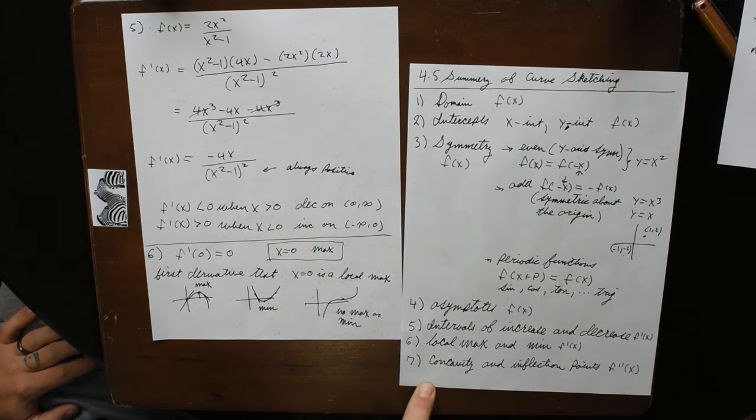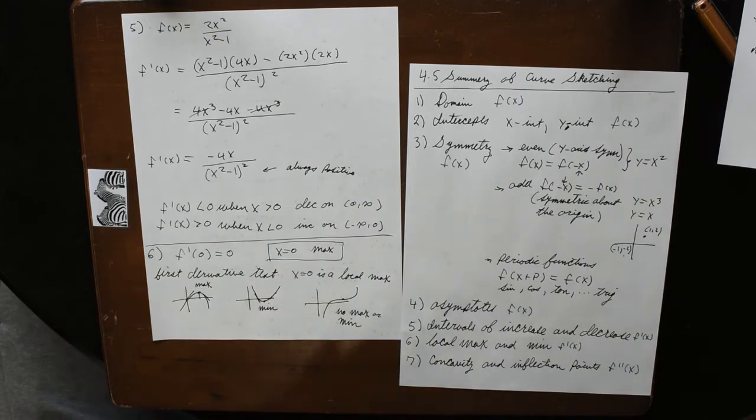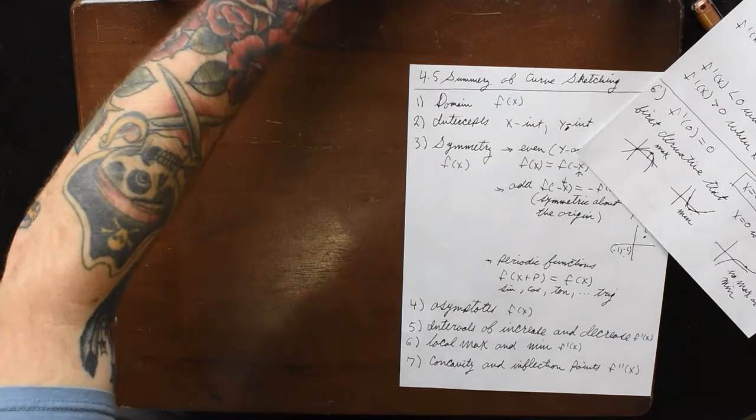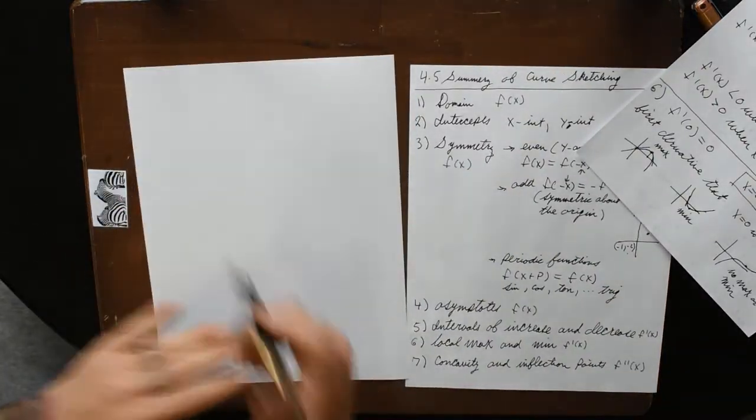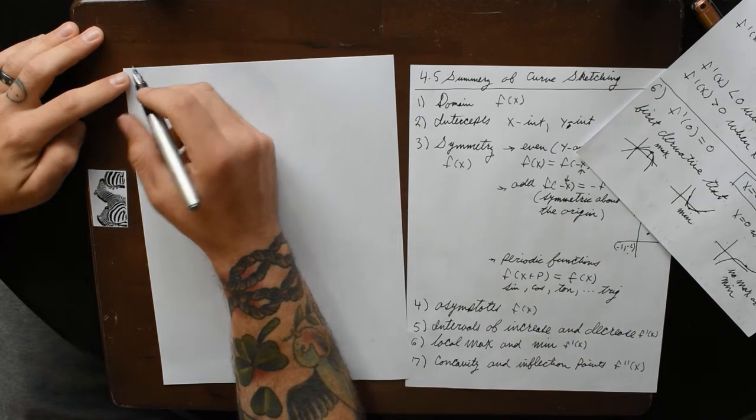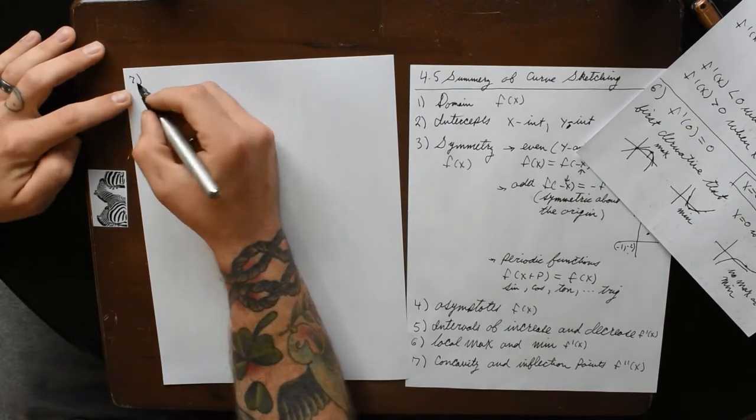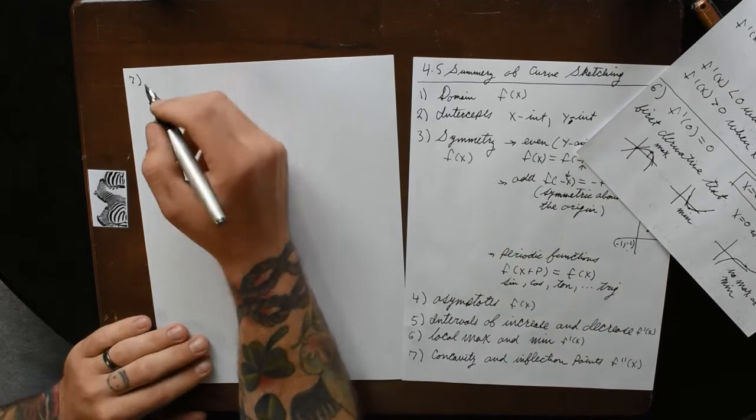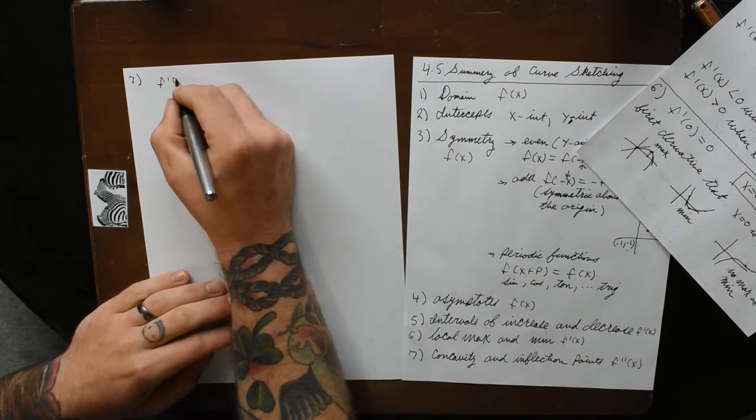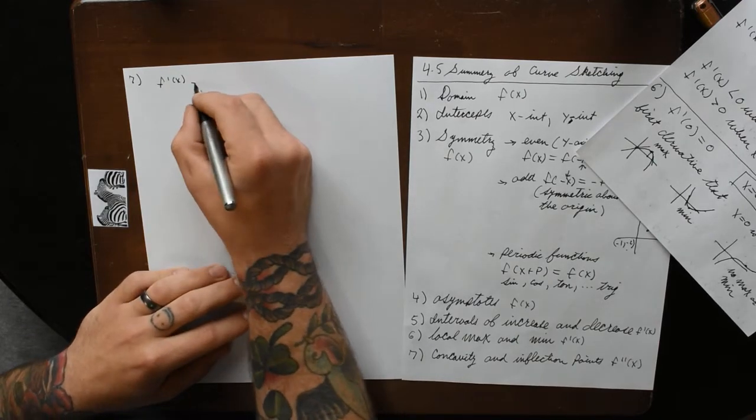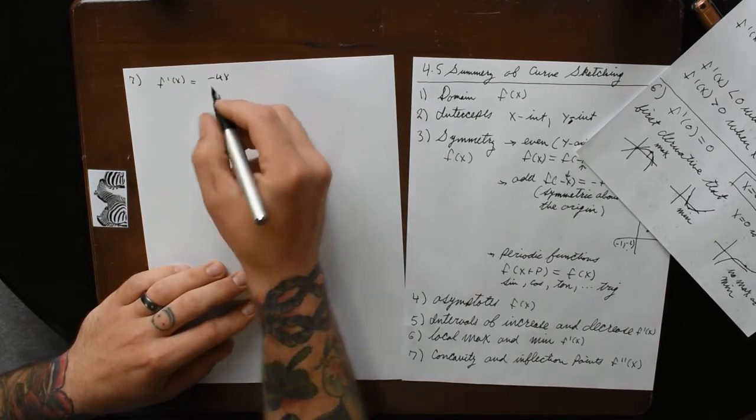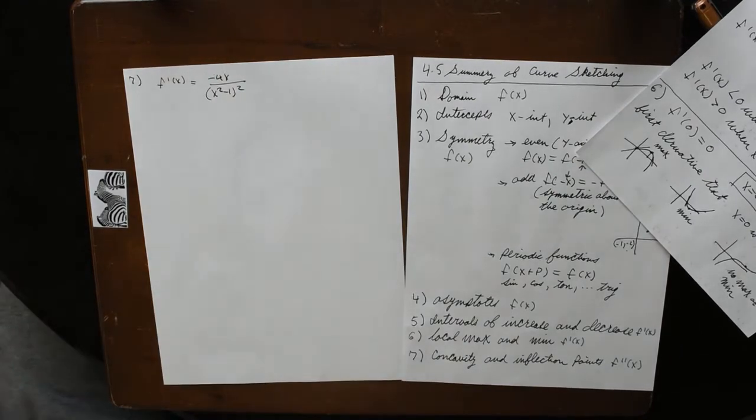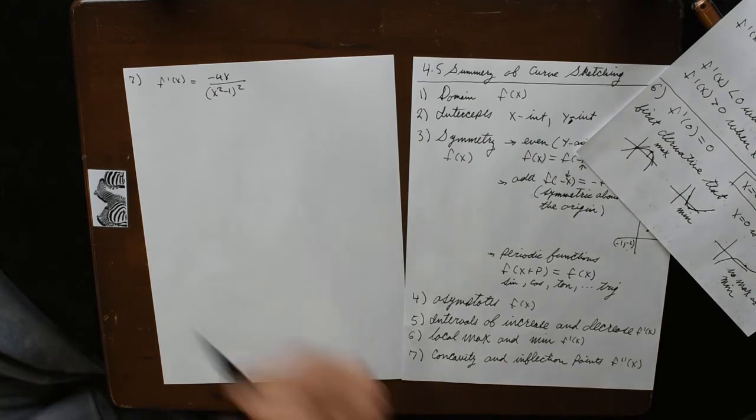Final step is we need to find concavity and inflection points. I think I've run out of space. Almost ran out of paper. So for 7, in order to find concavity and inflection points, we need that second derivative. So I'm going to start with the first derivative. f prime of x is equal to negative 4x divided by (x squared minus 1) quantity squared. And now we'll figure out what the second derivative is.